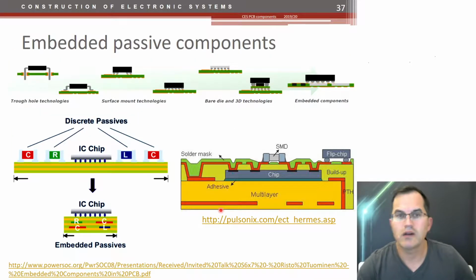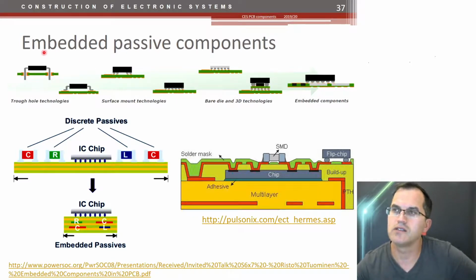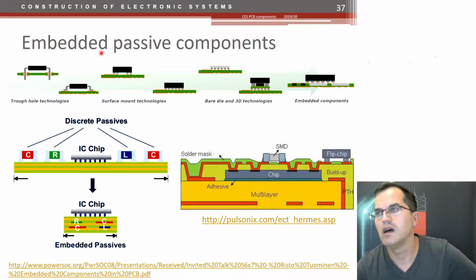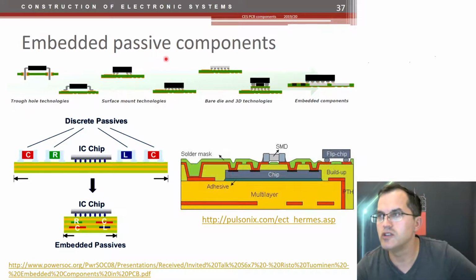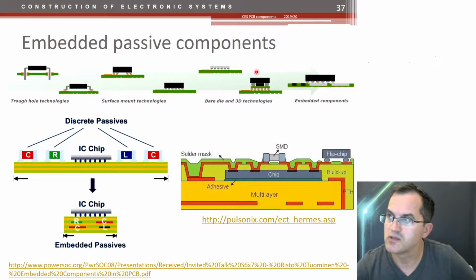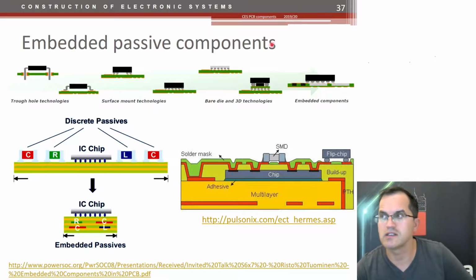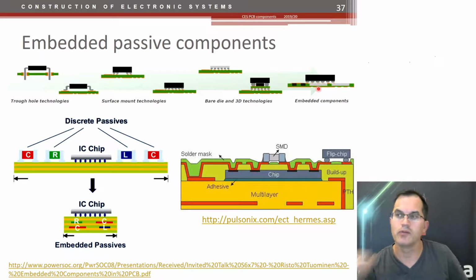Okay, what about embedded passives? Well, on the top side you see the evolution: through hole, surface mounted, the quad flat package, the BGAs, direct bare die chip attach, 3D technologies, which stacks chips one on top of each other. So we have several PCBs with different size of the integrated circuits stacked one on top of each other. And then we have embedded components.